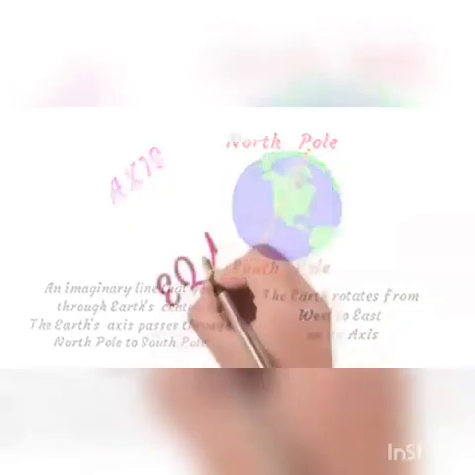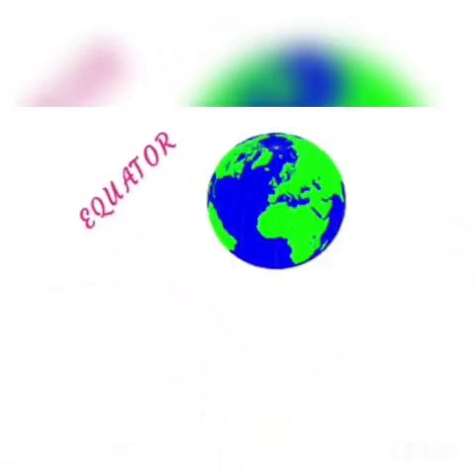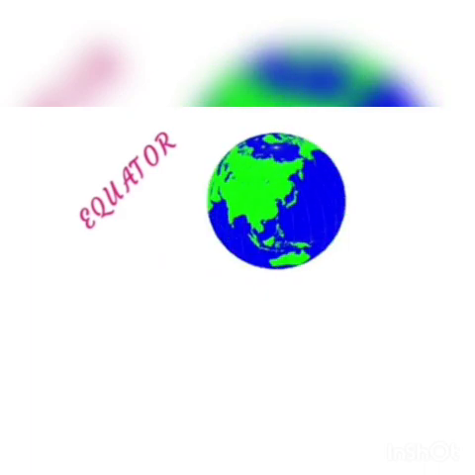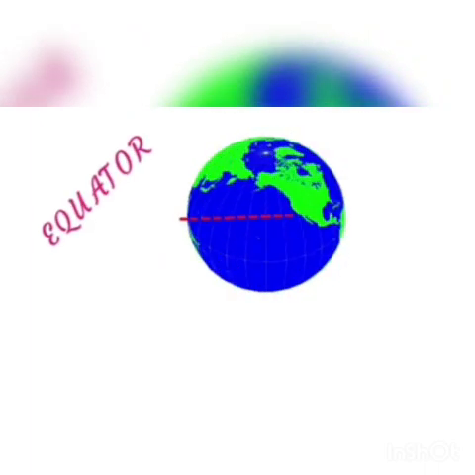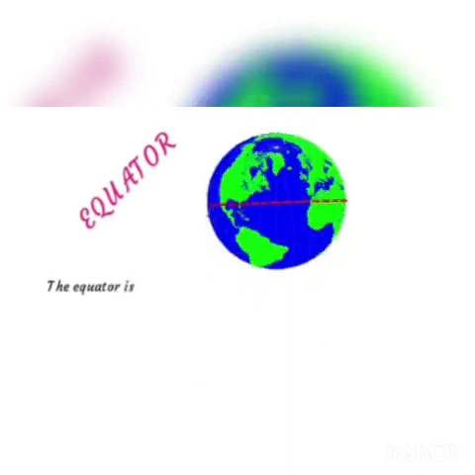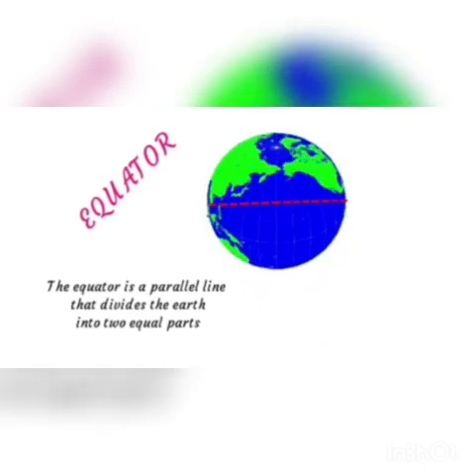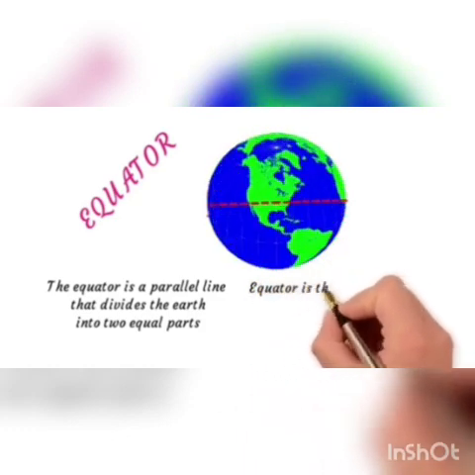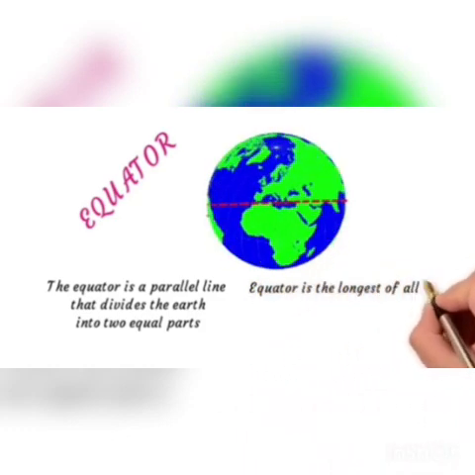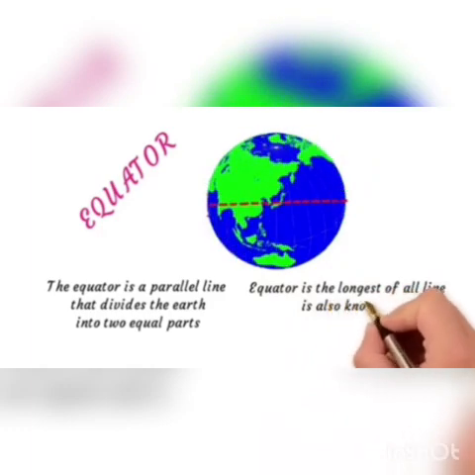Equator. The equator is another imaginary line. The equator is a parallel line that divides the Earth into two equal parts. The equator is the longest of all lines. It is also known as the Great Circle.